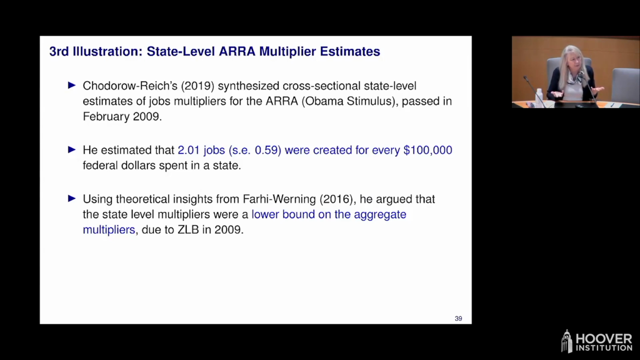Now, using theoretical insights from Farhi-Werning, he argued that the state level multipliers, remember they're only relative multipliers, to go to the national level, we need a macro model. Using the Farhi-Werning analysis, he was arguing that the state level multipliers were a lower bound on the aggregate multipliers. Now, he also converted the jobs multiplier to an output multiplier, and it's about equal to an output multiplier of 2. All right, so big multipliers.